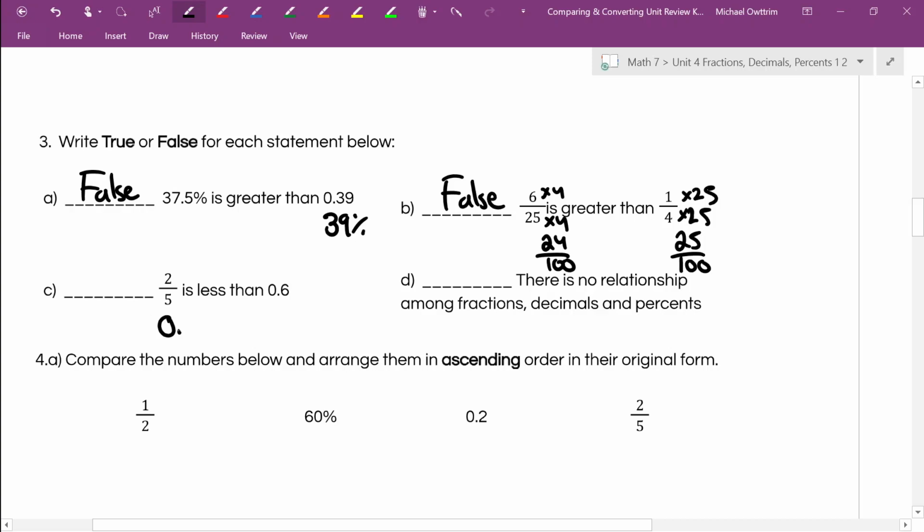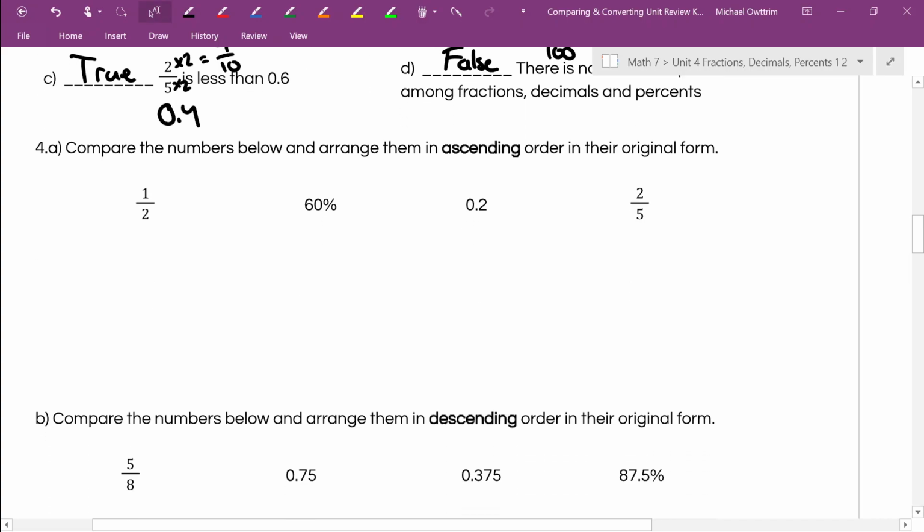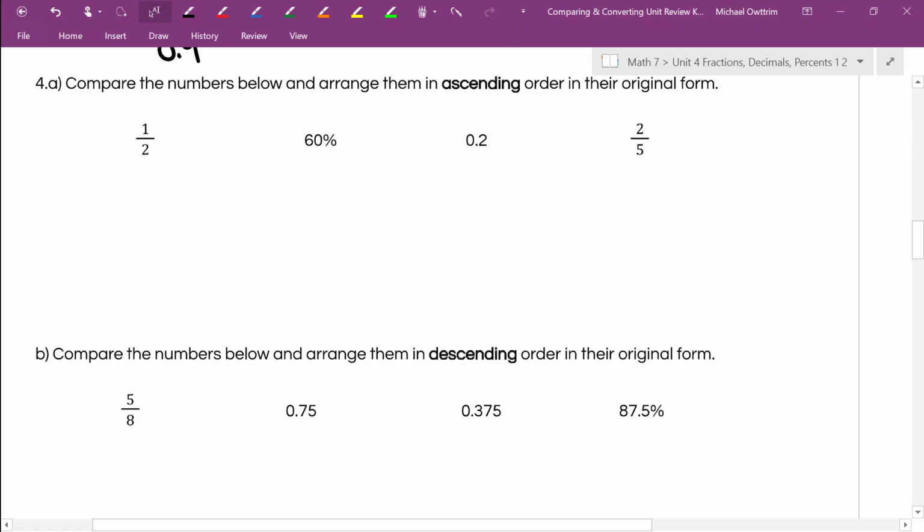2/5 is one of our memorized fractions. It's 0.4. If you didn't have it memorized, you could multiply top and bottom by 2 to get 4/10, which is 0.4. 0.4 is less than 0.6, so that is true. And then there is a relationship between fractions, decimals, and percents, of course, and we looked at it on our previous page with our table.